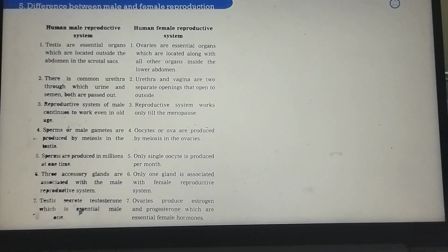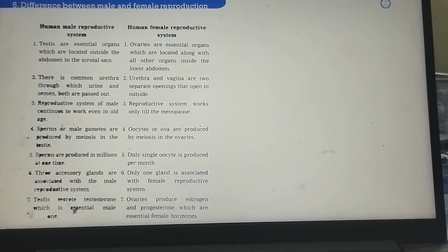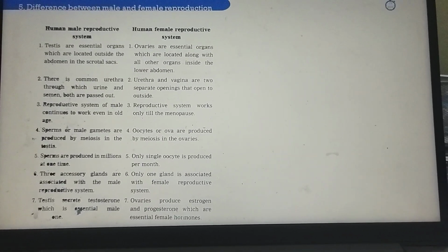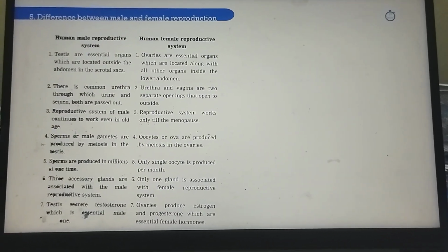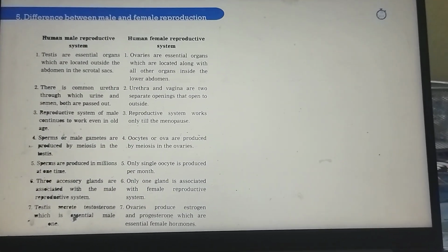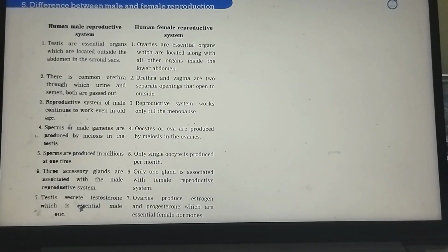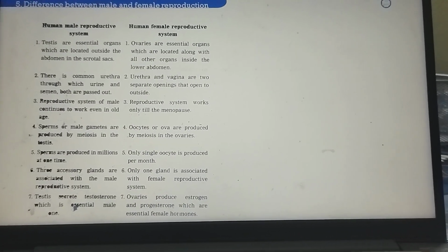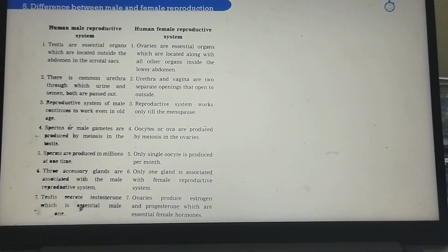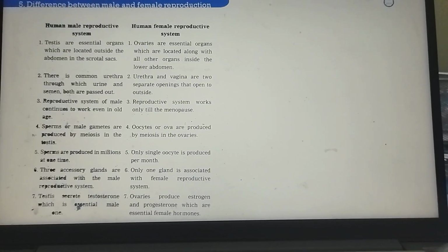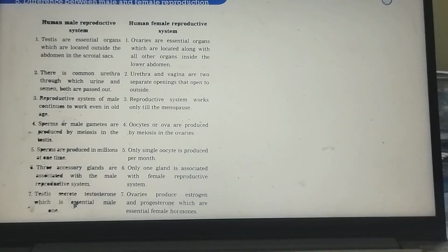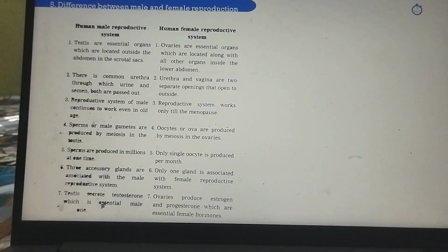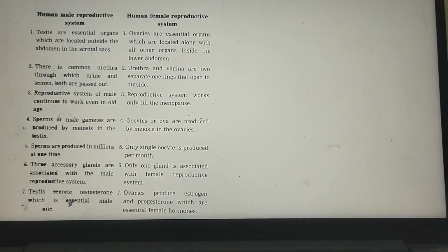So in the male reproductive system and female reproductive system, there are big differences. So let's learn in a simple way. In the male reproductive system, the testes, which are essential organs, are located outside the abdomen, whereas in females these organs are inside the lower abdomen, that is, down in the lower part of the abdomen.